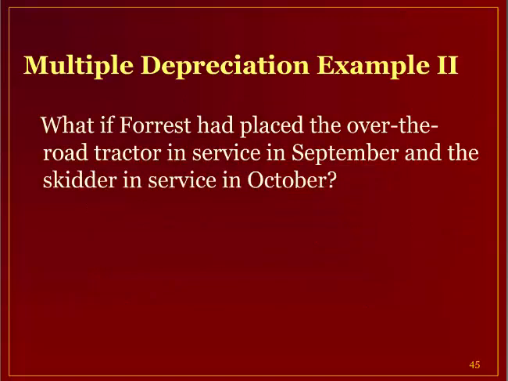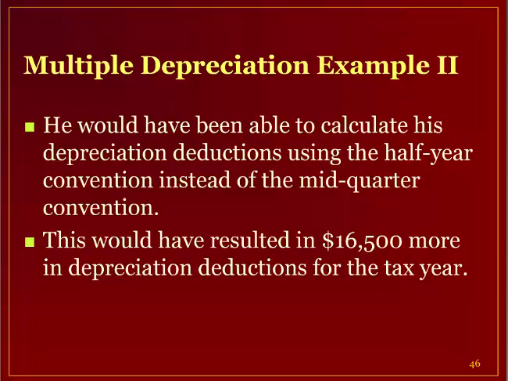Well, let's modify the example a little bit. What happened if Forrest placed the over-the-road tractor in service in September and the skidder in service in October? Well, this puts him in a different position, because now he would have been able to calculate his depreciation deductions using the half-year convention instead of the mid-quarter convention. And this is going to result in an additional $16,500 more in depreciation deductions for the tax year.